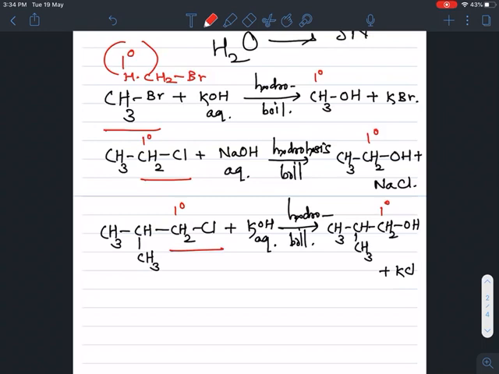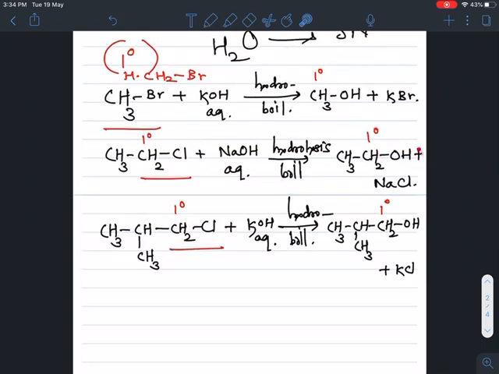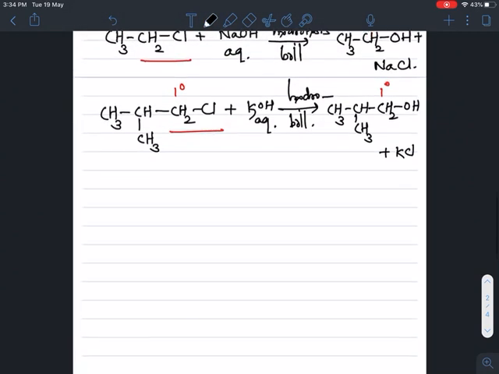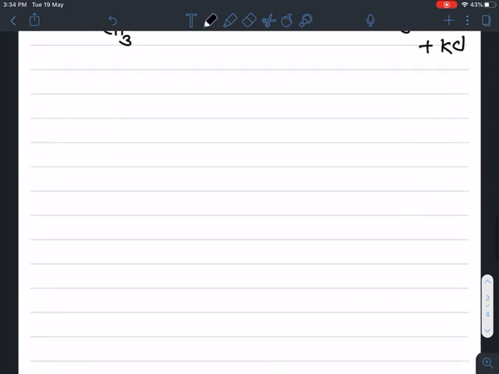The carbon to which the OH group is attached is directly attached to only one other carbon. Okay, so that's why these are examples of primary alkyl halide converted into primary alcohol, and these all are monohydric alcohols because they contain only one OH group. Now if we take an example of secondary alcohol, 3 carbons are required to get the secondary alcohol. Okay, so we can take a second example of secondary alcohol.